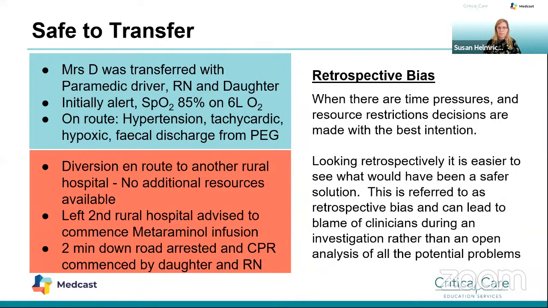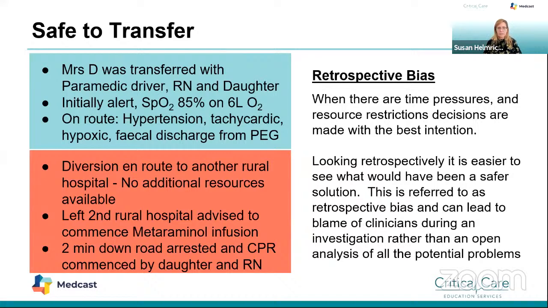And at that rural hospital, there wasn't the medical coverage. There was one doctor at that rural hospital who actually couldn't leave that site. So they did make contact with retrieval services. But again, retrieval services was going to take several hours to get there via helicopter. So the decision was made to continue via the road transfer. At that stage, retrieval services recommended a metaraminol infusion to be commenced during that transfer to help keep Mrs. D's blood pressure stabilised enough.